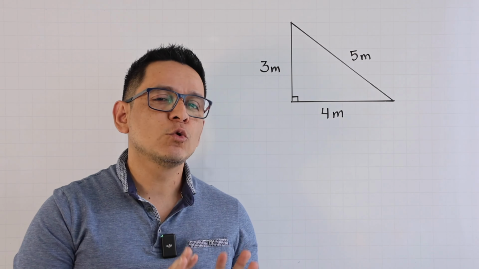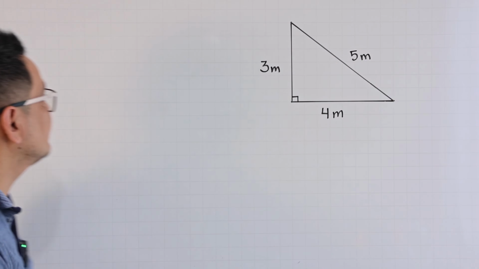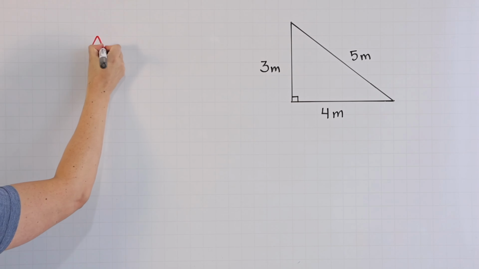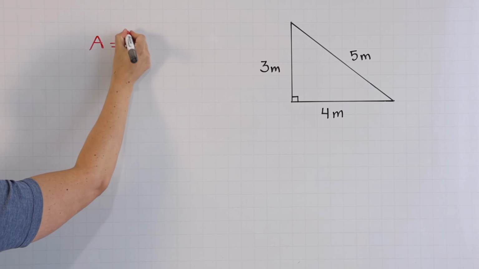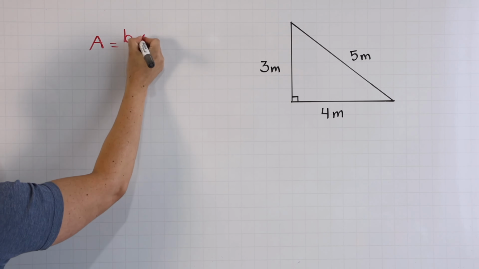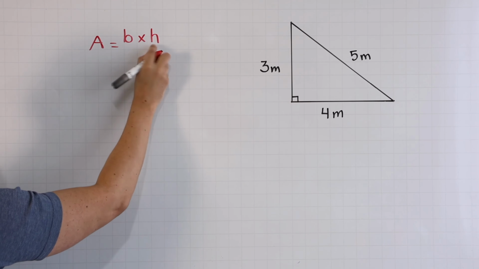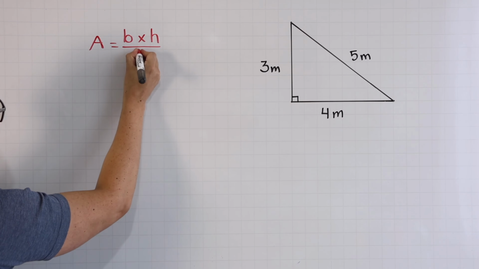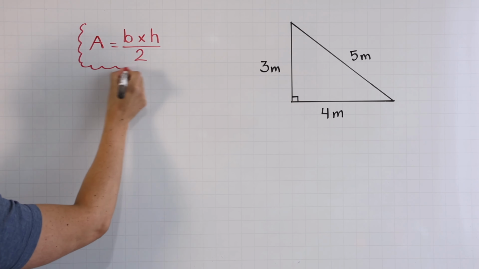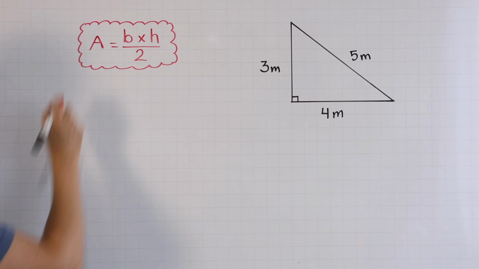To be able to calculate the area of any triangle, we are going to use the following formula. Let's say that the area of the triangle is equal to the length of the base of the triangle, which I'm representing with the letter B, multiplied by the height of the triangle, which I'm representing with the letter H. And then all of this is going to be divided by 2. This is the little formula that we are going to be using. Area is equal to base times height divided by 2.